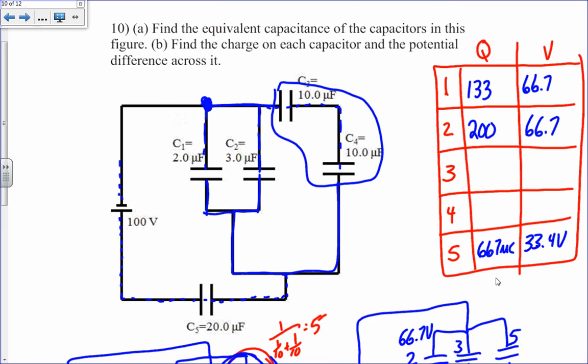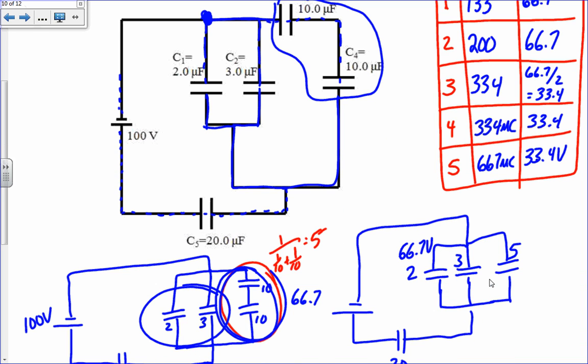So these two guys both have 66.7 divided by 2, which is 33.4. All right, and then I calculate the charges. I get 334 microcoulombs on each of them. So that's another good example of a capacitor circuit. You should be able to do this. You'll probably see it on the exam and maybe even on the final.